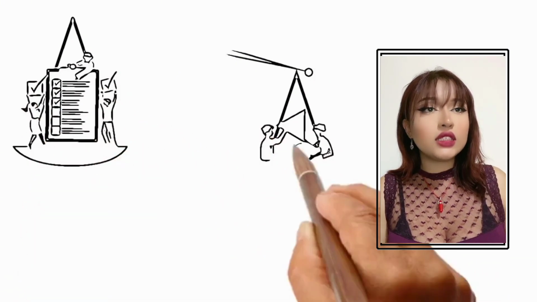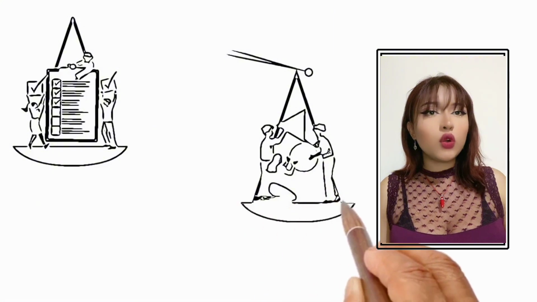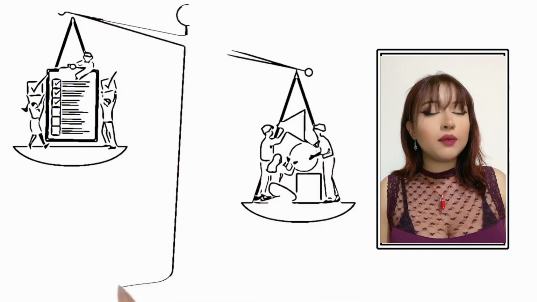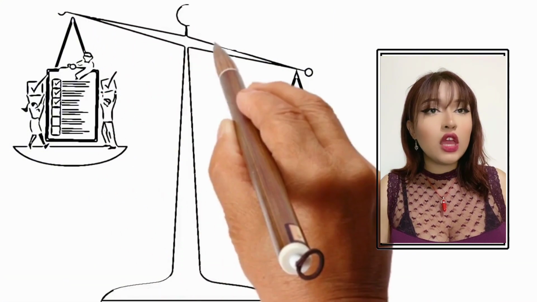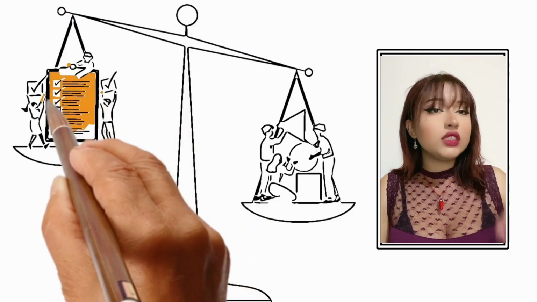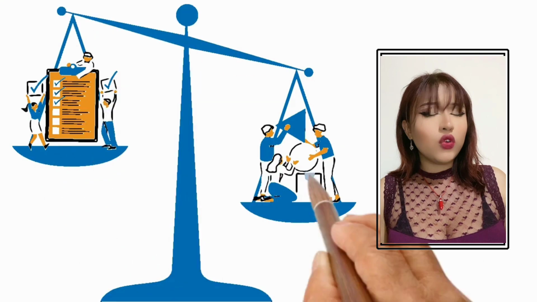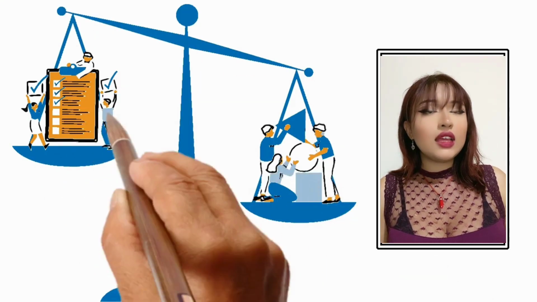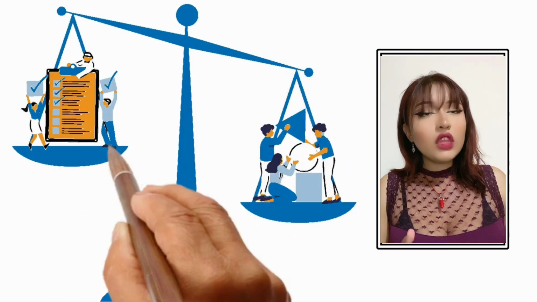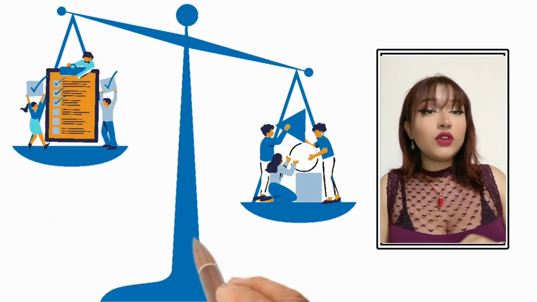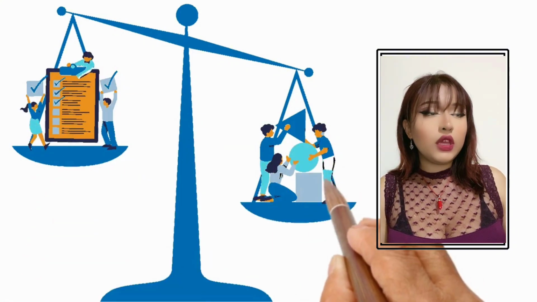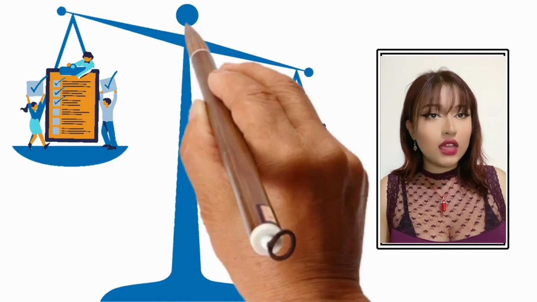is prioritized over personal growth or maybe over skill development, where students are only seen as passive recipients of information rather than individuals with diverse needs or maybe with different learning styles.